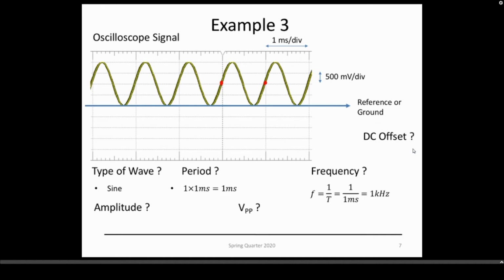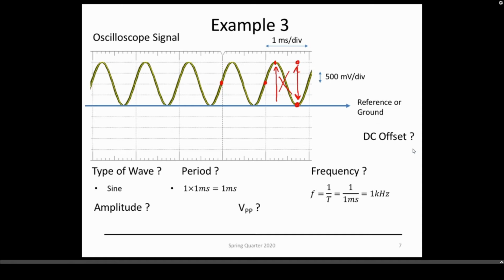Amplitude now. So the common mistake is to go from the reference point to your max. So avoid doing this. So this is not going to be your amplitude, this is going to be your volt peak to peak in this case, because you're going from your minimum to your maximum value.